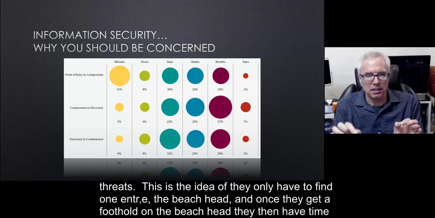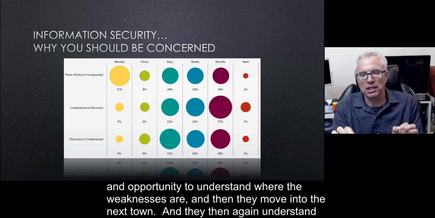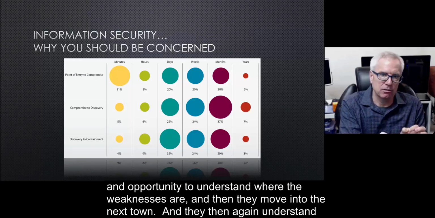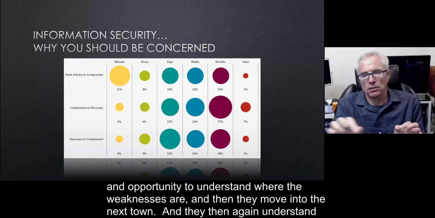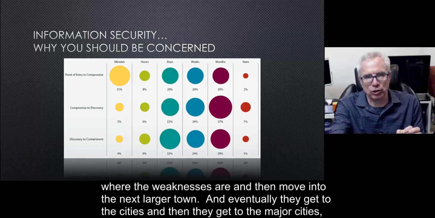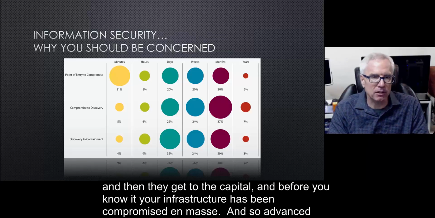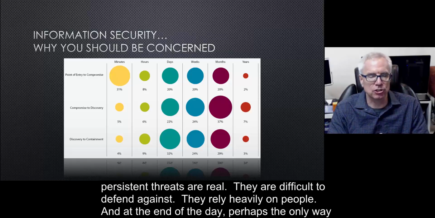foothold on the beachhead, they then have time and opportunity to understand where the weaknesses are, and then they move into the next town. And they then, again, understand where the weaknesses are and then move into the next larger town. And eventually they get to the cities, and then they get to the major cities, and then they get to the capital. And before you know it, your infrastructure has been compromised en masse. And so advanced persistent threats are real.